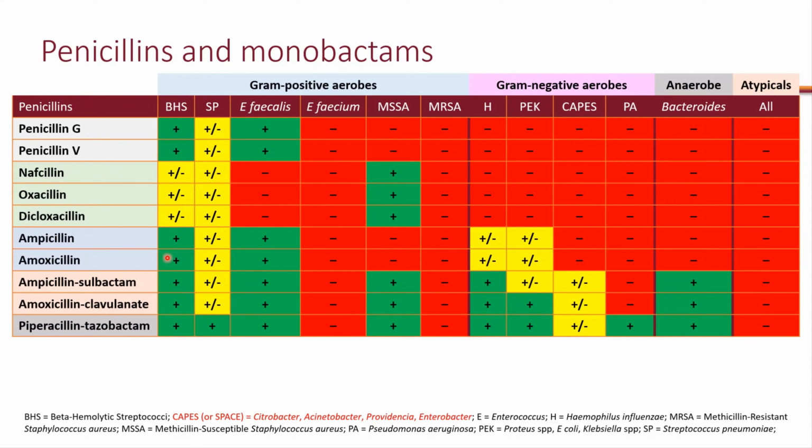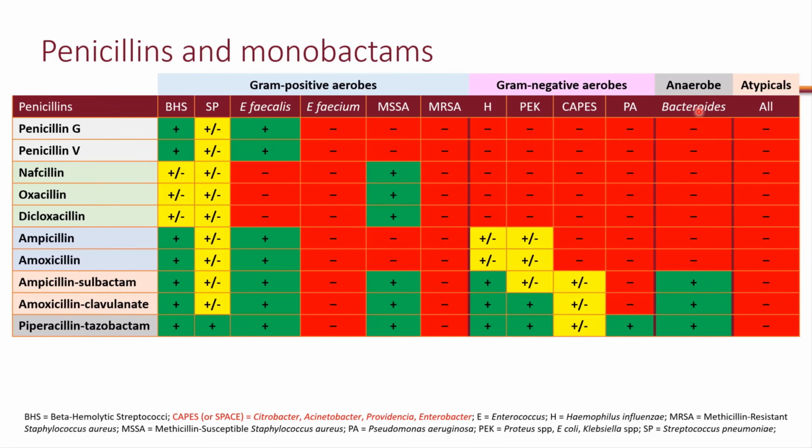Now they do have activity against beta hemolytic strep and E. faecalis and somewhat against strep pneumo. Now by adding beta-lactamase inhibitors to these two, so if you combine ampicillin with sulbactam and amoxicillin with clavulanate, you gain some of this activity. So now the penicillinases from Staphylococcus aureus are neutralized by these beta-lactamase inhibitors. So ampicillin-sulbactam and amoxicillin-clavulanate are active against MSSA, and they do gain better activity for gram-negative organisms. And more importantly, they also gain activity against Bacteroides, which are anaerobic organisms.